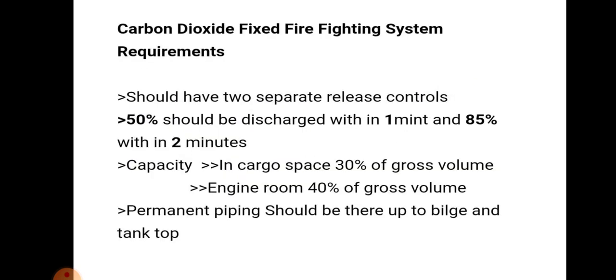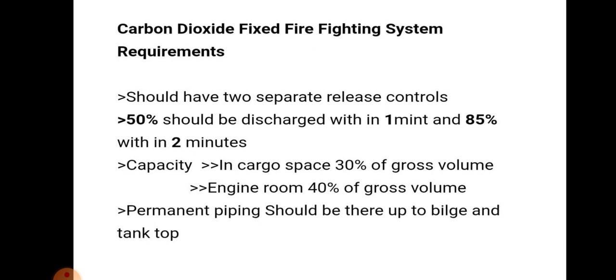Carbon dioxide fixed firefighting system. Their requirements are: they should have two separate release controls. 50% should be discharged within 1 minute and 85% within 2 minutes. Capacity means in cargo space 30% of gross volume, engine room 40% of gross volume. Permanent piping should be there up to the bilge and tank top.